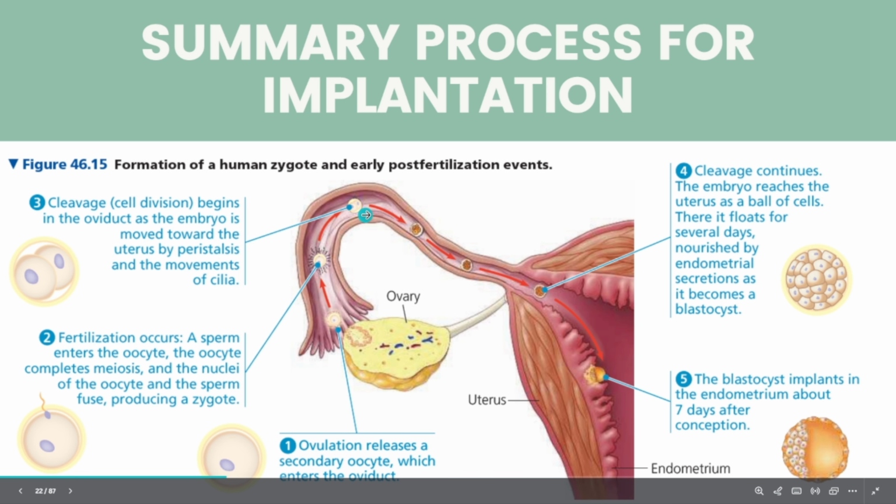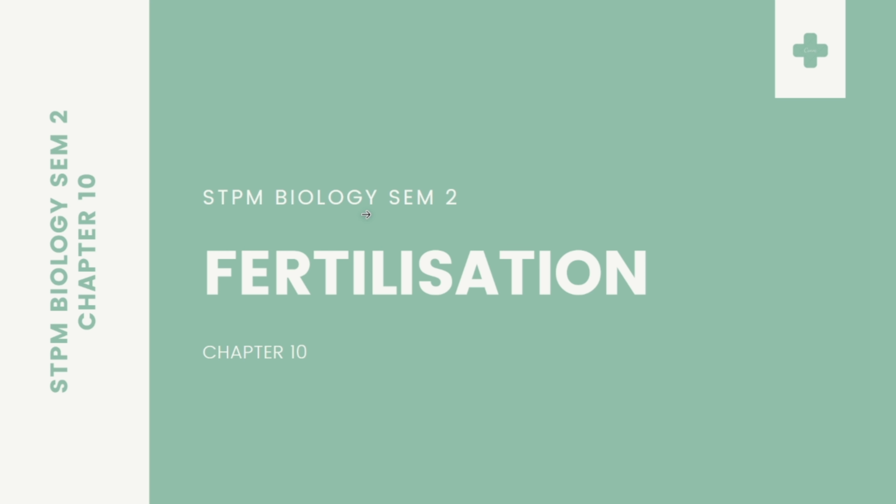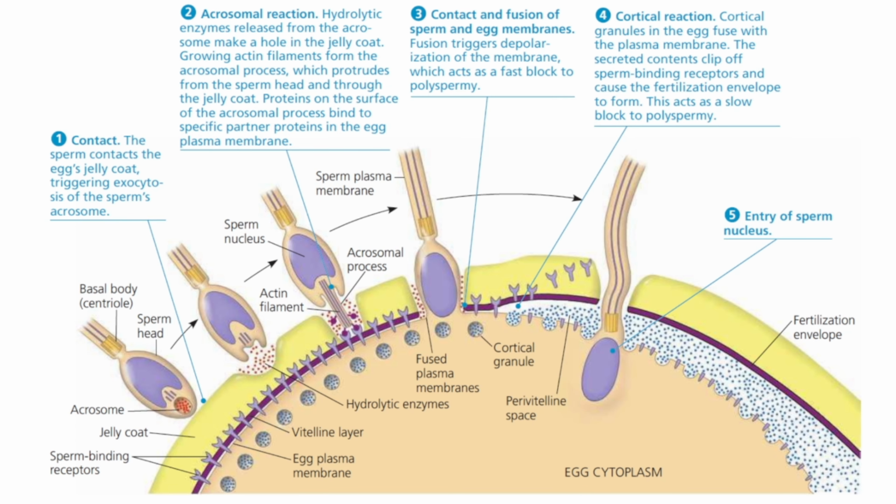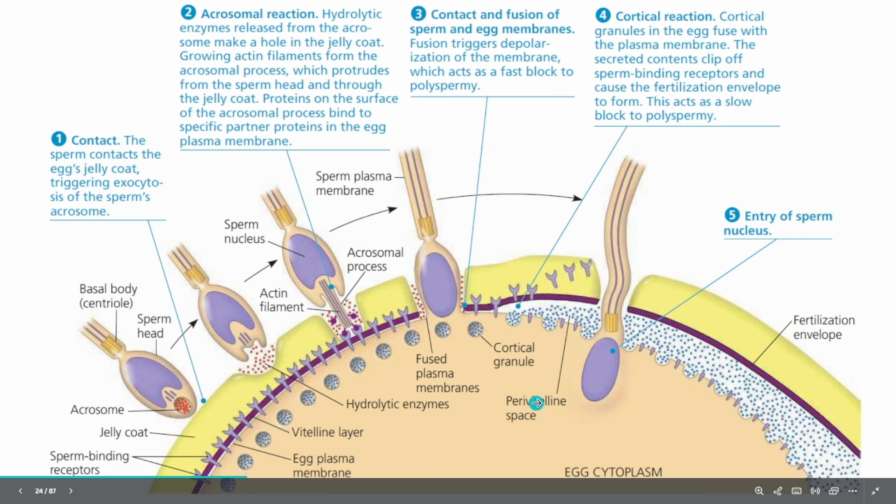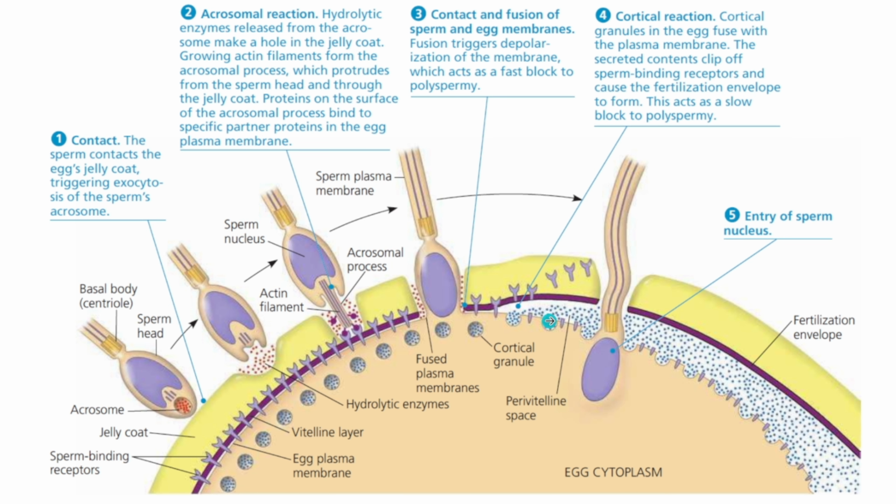How the fertilization occurs, we need to know the mechanism of fertilization. This one is not in the SPM. So this is the diagram of the fertilization process happening. First of all, you need to know what happens. Sperm from the vagina swim until they reach the fallopian tube, and they see the ovum, which is the secondary oocyte.